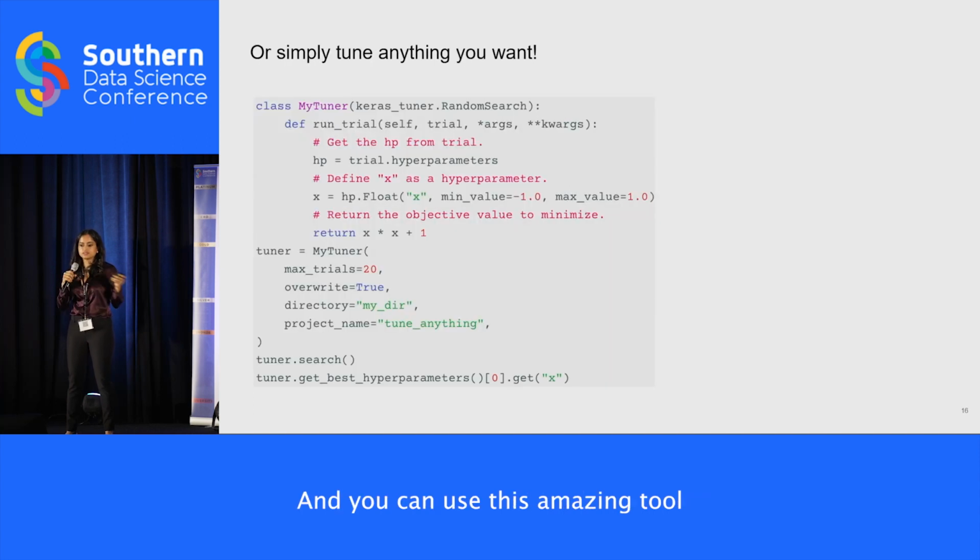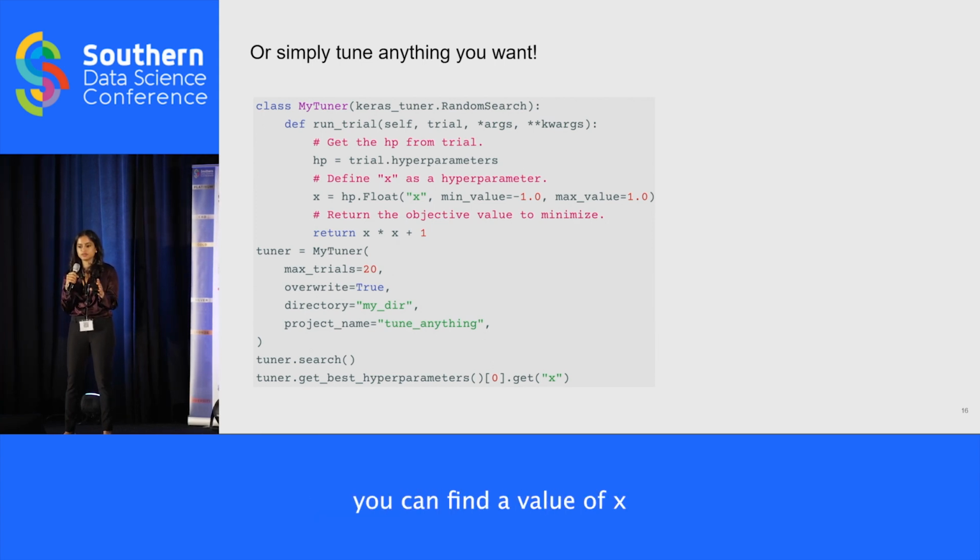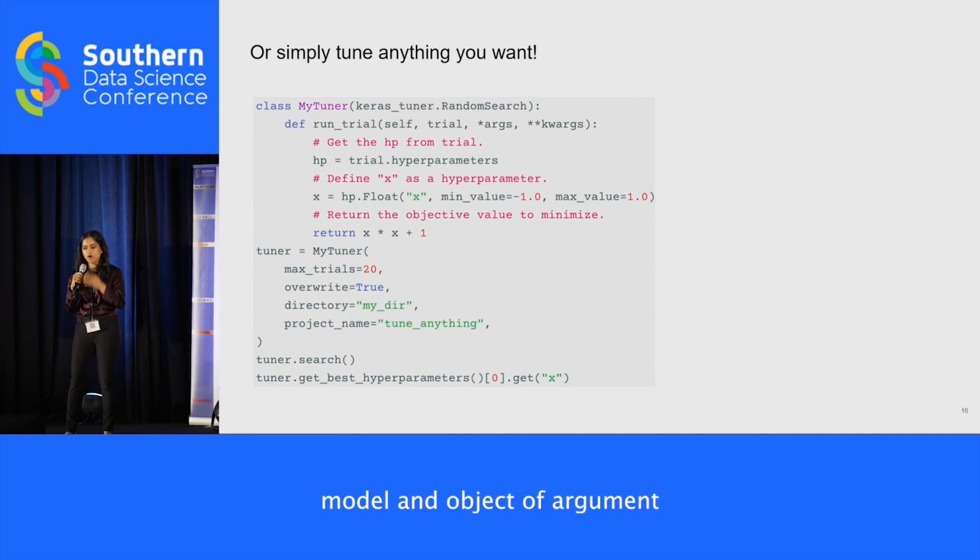And you could use this amazing tool to simply tune anything you want. In this example, you can find a value of x which minimizes the function x squared plus 1. You would just define x as a hyperparameter in the function above, and then you would return f of x as the objective value. The hypermodel and objective arguments for initializing the tuner can be omitted here. You would initialize the tuner, then start the search and get the best hyperparameters.